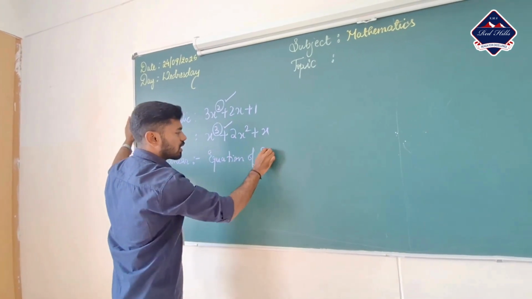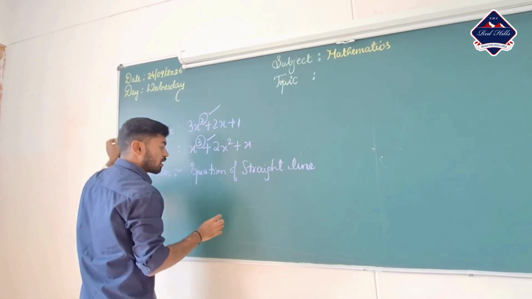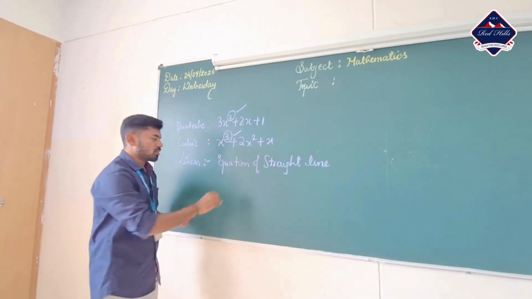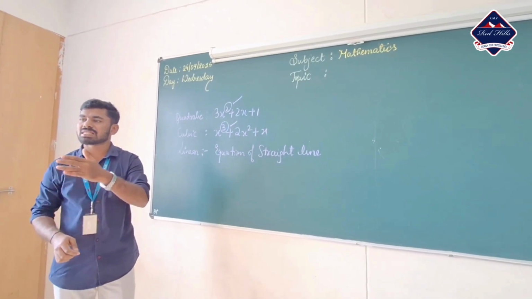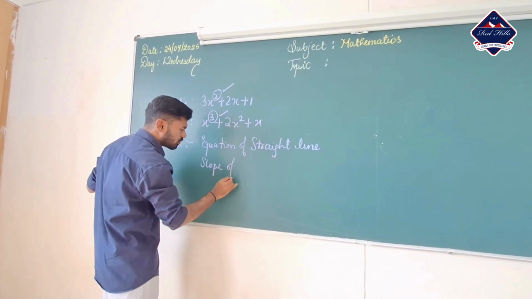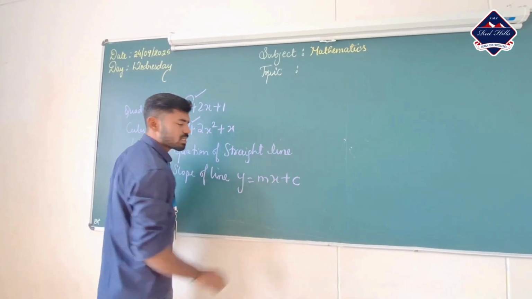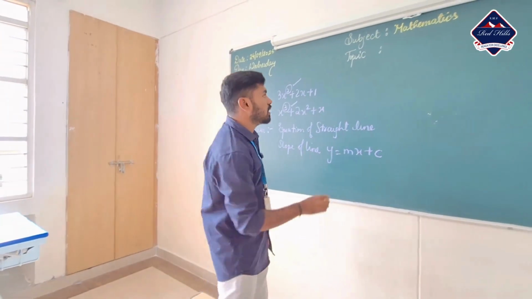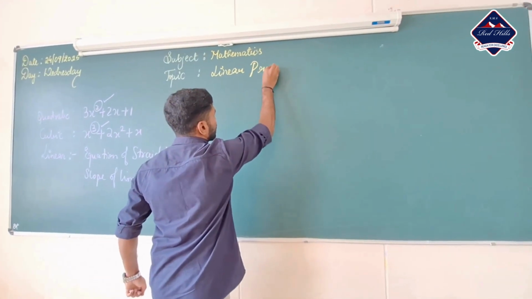Equation of straight line. Yes, anyone? What is the equation of the straight line, children? That is the slope of the straight line. General equation of the straight line, anyone? Ax plus by plus c, right? Similarly, slope of the line. These are all the examples. Slope of the line, y is equal to mx plus c. Correct?